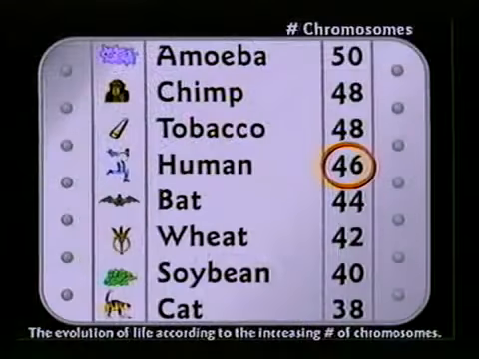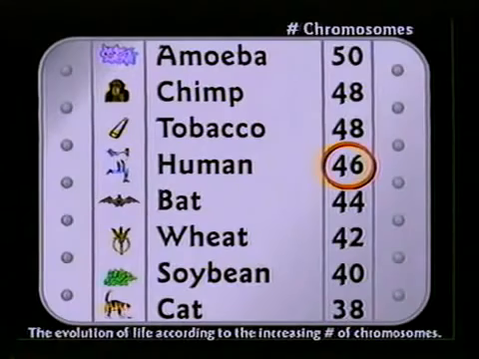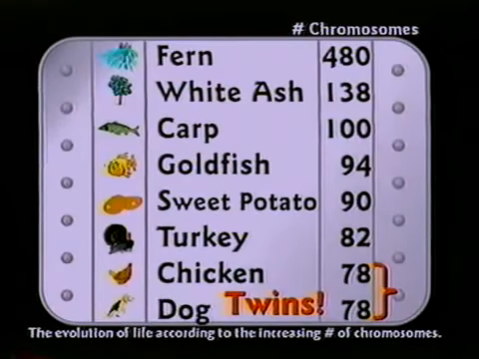46 chromosomes. Now, if we can just get 2 more chromosomes, we should be a tobacco plant. They have 48. They're way ahead of us evolving. And you can see, obviously, tobacco and chimpanzees are twins, identical. Dogs and chickens are also. They both have 78 chromosomes. Now, why would a chicken have more chromosomes than a human?